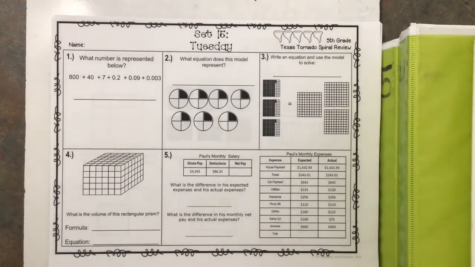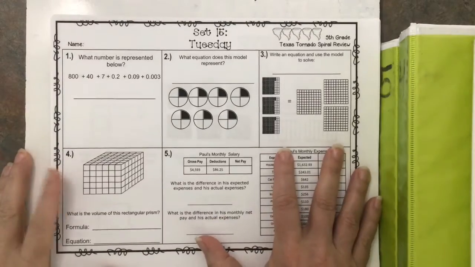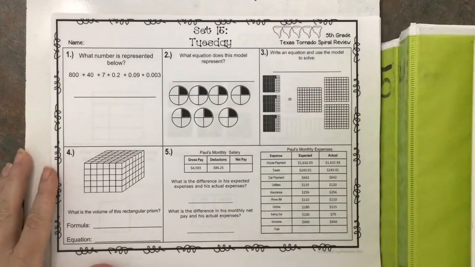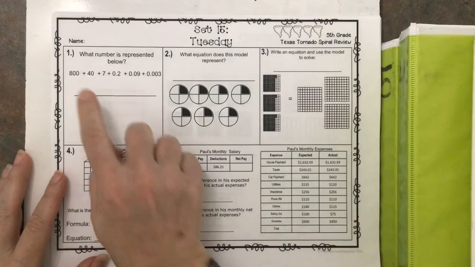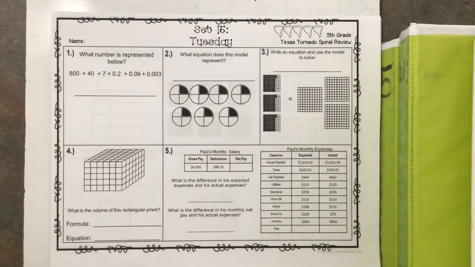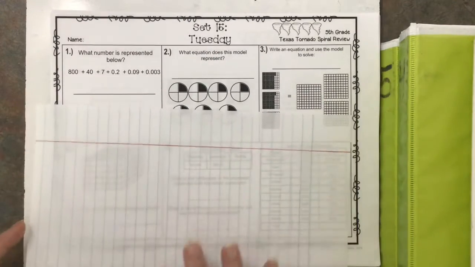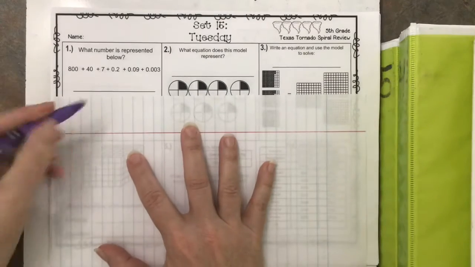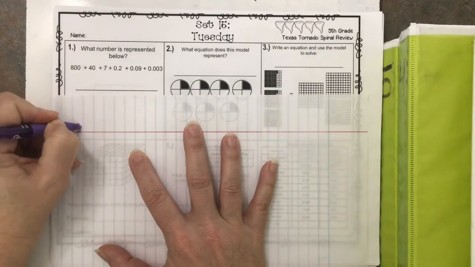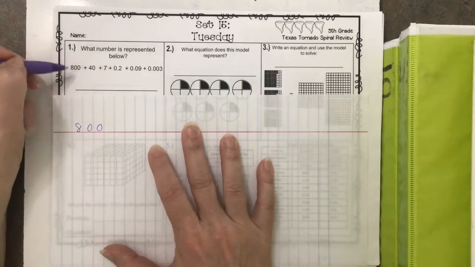All right, here's our last worksheet for the year. Okay, what number is represented below? So we've got another place value problem. If you'll just take out a sheet of notebook paper and turn it sideways, you can use that as a place value chart. And you're going to write in your numbers and line them up.